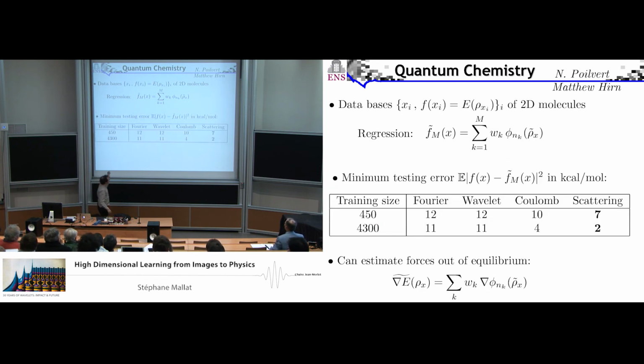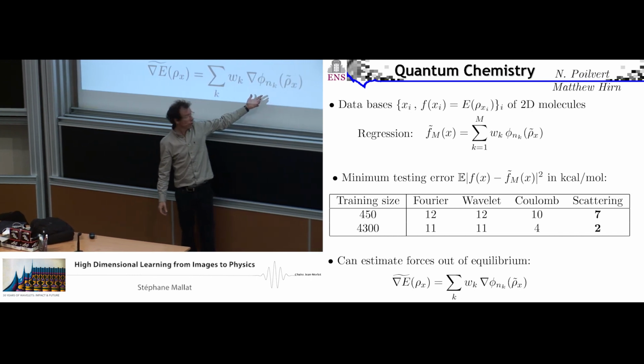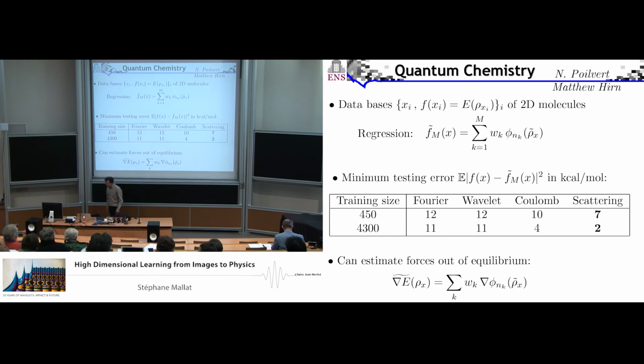These are the table of values. The state of the art was called Coulomb metric, which is based on multiple distances between atoms. And that's the type of error that you get. Now, the nice thing that you can do afterwards is to compute forces. Once you have the energy, you can compute the gradient of the energy relative to your variable. That gives you the forces that you can estimate from these derivatives that you can compute analytically. So we're trying to see whether that kind of thing does give you a good numerical precision.